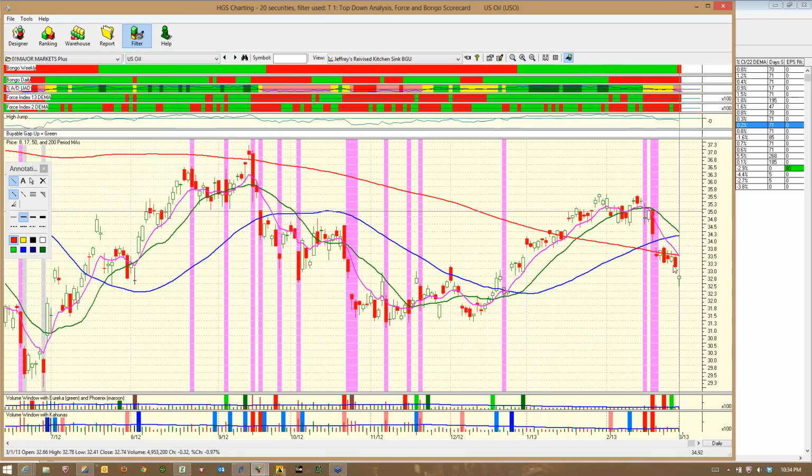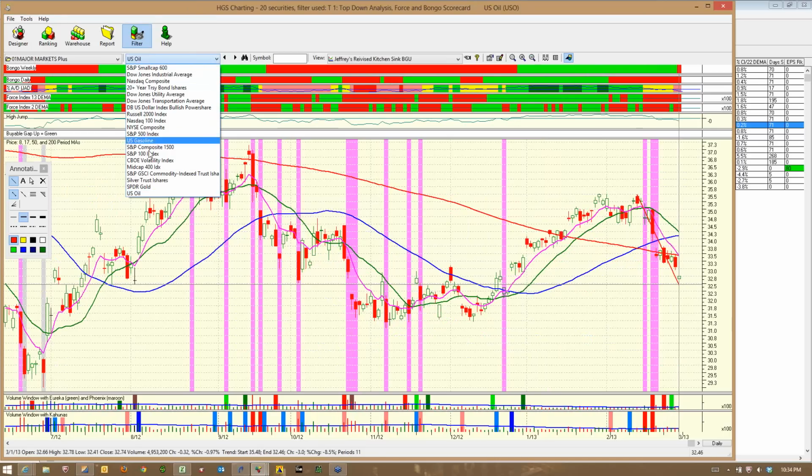Oil has had a pretty sharp pullback over the last 11 periods, down 8.5% to its low. It closed up above its lows on Friday. That could be, we'll see where we go on Monday, maybe we'll have an abandoned baby there. And a recovery in oil.